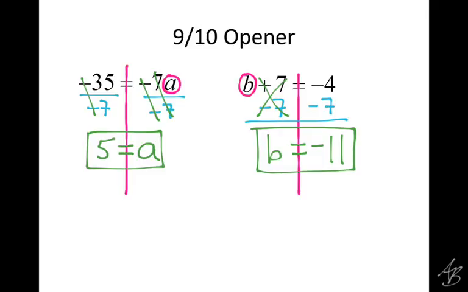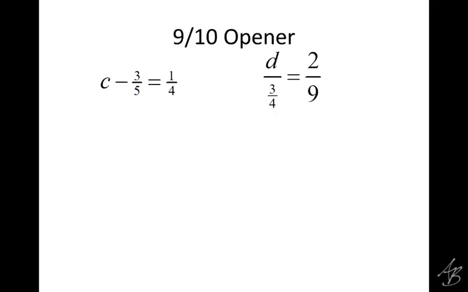Now for the fun ones, the fractions. The next one, we want to get the c by itself. And we'll draw our line of equality. So what do I have to get rid of to get c by itself here? That 3 over 5. And how am I going to get rid of the 3/5 here? We're going to add it, right? So that's c minus 3/5. So to get rid of it, we're going to add 3/5.